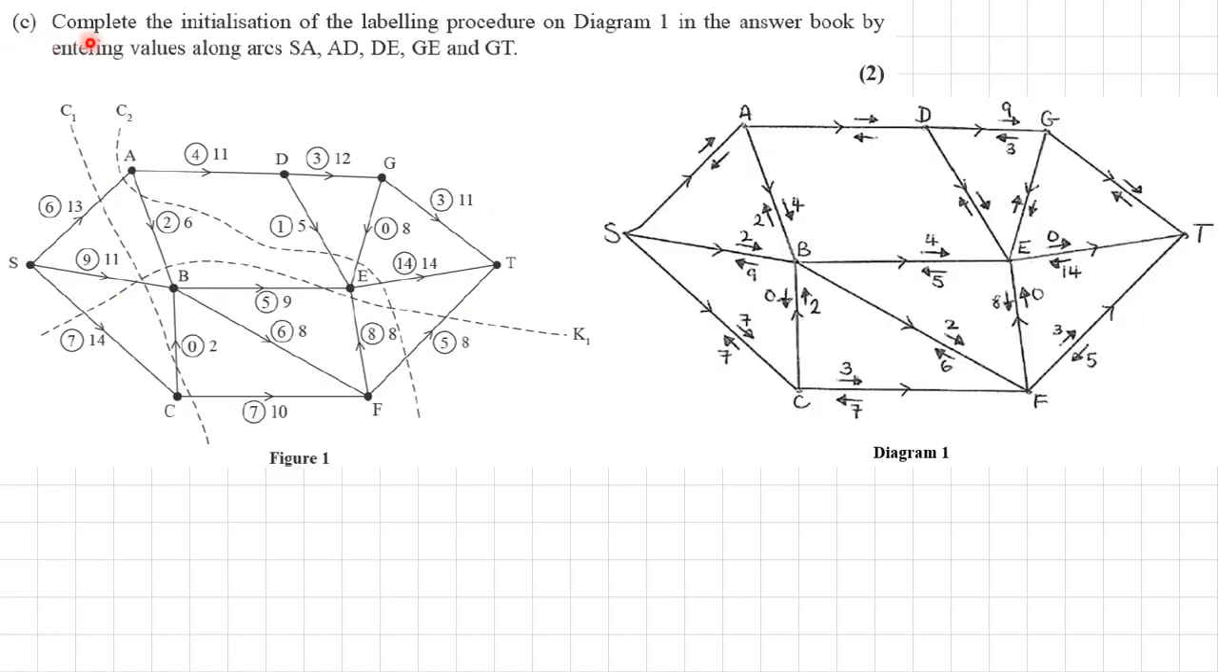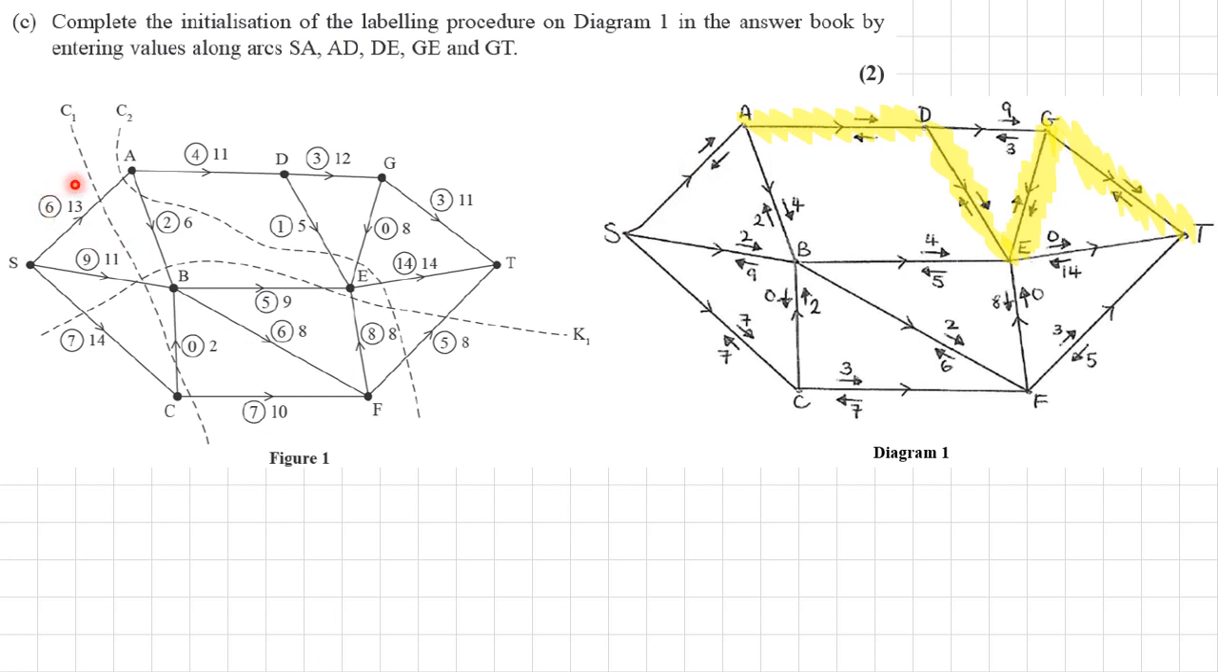Part C. Complete the initialization of the labeling procedure on diagram 1, and diagram 1 is here in the answer book, by entering the values along arcs SA, AD, DE, GE and GT. So let's just highlight those arcs. So SA, AD, DE, EG or GE and G to T. So let's start with arc SA.